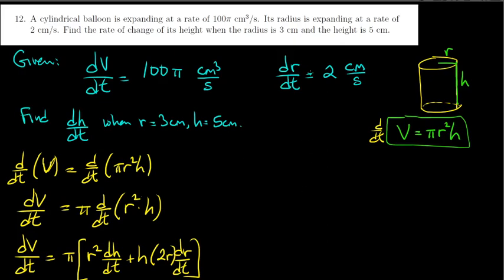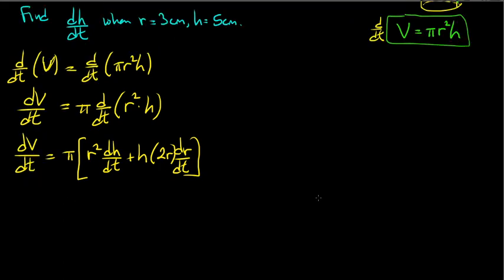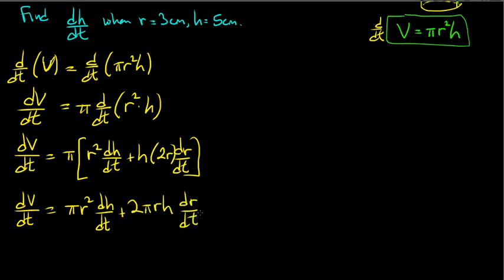So neither r nor h is a constant. R is getting bigger, h is getting bigger. So yeah, we need both derivatives here, right? And we can simplify this a little bit here. We can distribute the pi, so pi r squared times the derivative of h plus 2 pi h times r, or r times h, times the derivative of r.